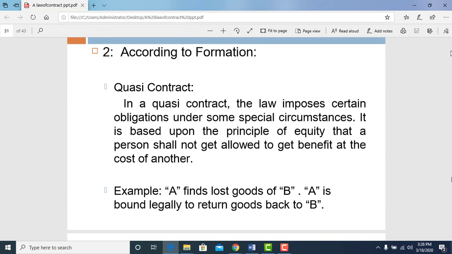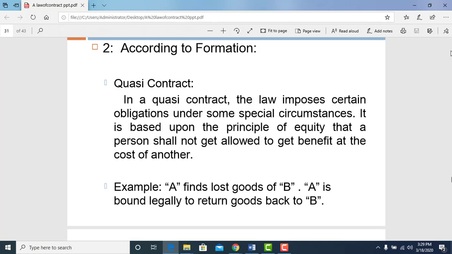Quasi contract, according to formation. In a quasi contract, the law imposes certain obligations under some special circumstances. It is based upon the principle of equity, that a person shall not be allowed to get benefits at the cost of another. Example: A finds lost goods of B. A is bound legally to return the goods back to B.